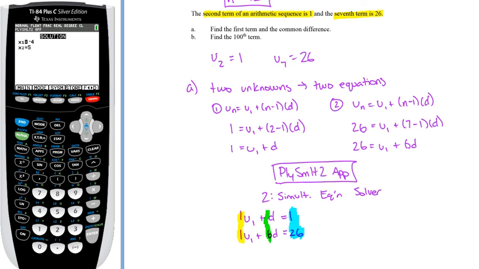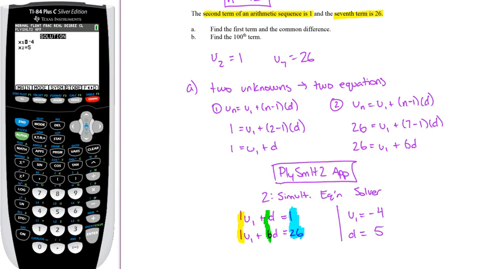So the calculator doesn't know what variables you used for your question. It doesn't know that you used u and d, so it gives you solutions as x1 and x2. So the key thing to remember is whatever went in the first column, so for me that was u1, the calculator is communicating that to you as x1. So here u1 equals -4 and d is equal to +5. And that is your solution to that question. And this is really important because we need u1 and d to answer part B of this question.